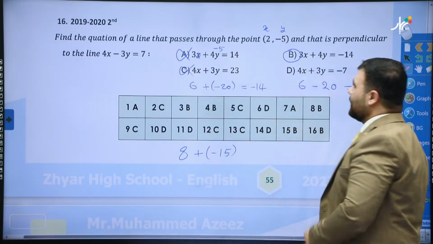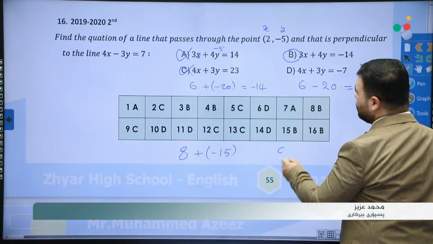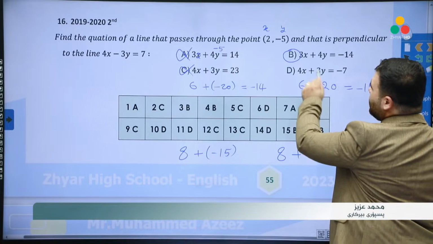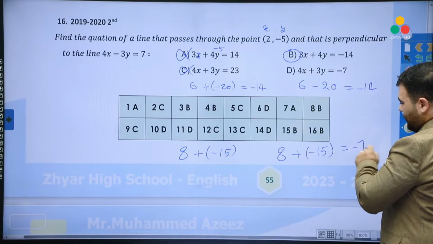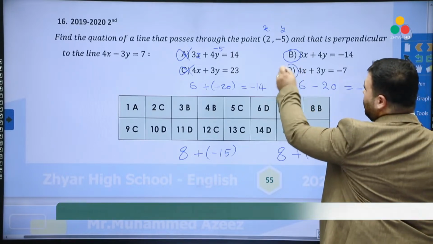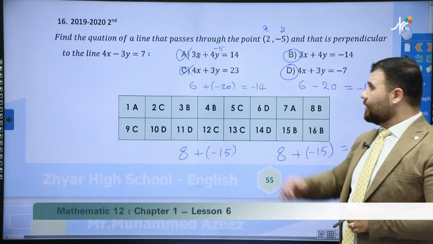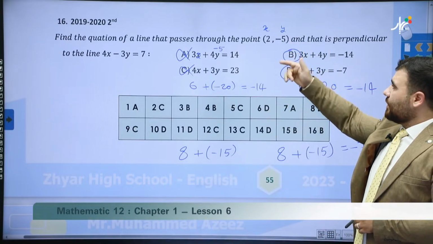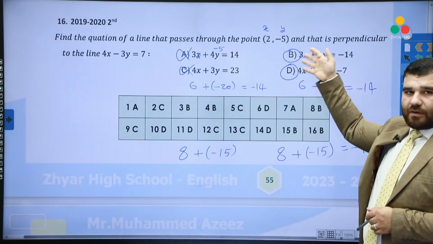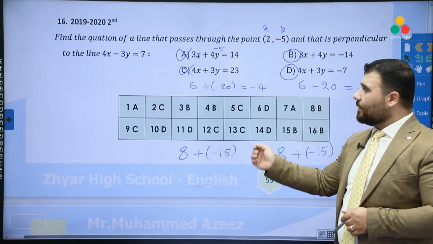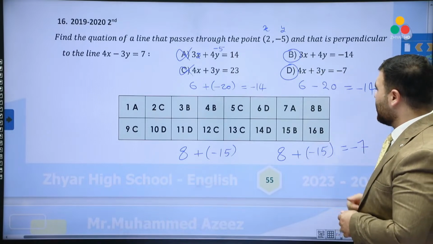C is also wrong. D, write 2. 2 times 4, 8, plus 3 times -5 is -15. If I add them, the result is -7. So D could be correct. Since 2 equations are satisfying the point, I should find the equation, actually. I cannot find the correct answer by only testing. But I'm sure A and C are wrong. The correct answer is something between B and D.